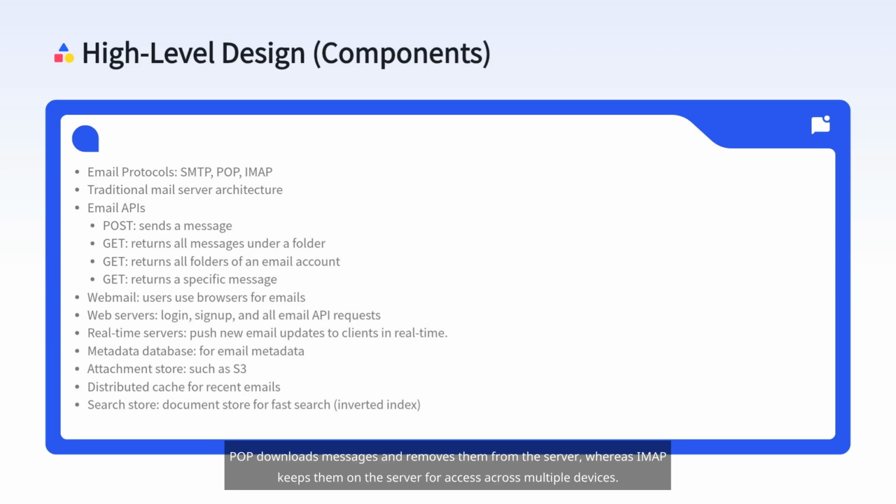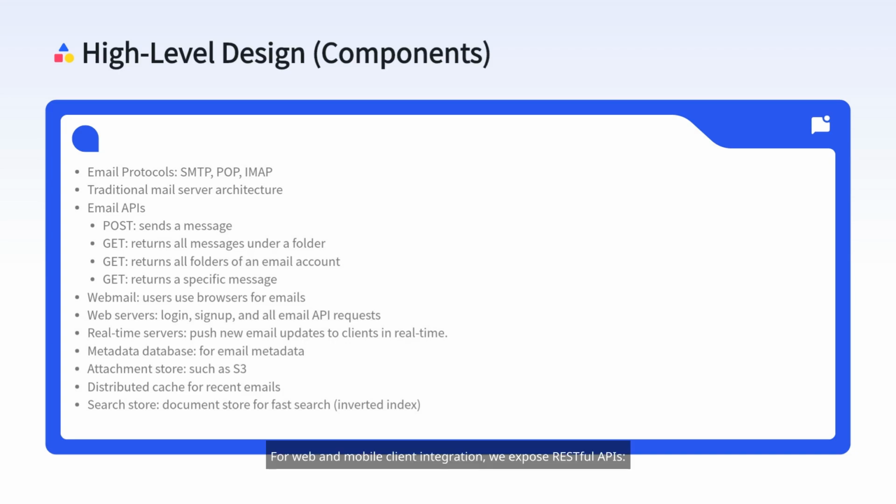POP downloads messages and removes them from the server, whereas IMAP keeps them on the server for access across multiple devices. These protocols ensure compatibility with desktop clients and mobile apps. Traditional mail server architecture. This consists of a mail transfer agent, MTA, for routing, mail delivery agent, MDA, for final delivery, and mail user agent, MUA, for user interaction. In our architecture, these are implemented as microservices, potentially containerized and orchestrated.